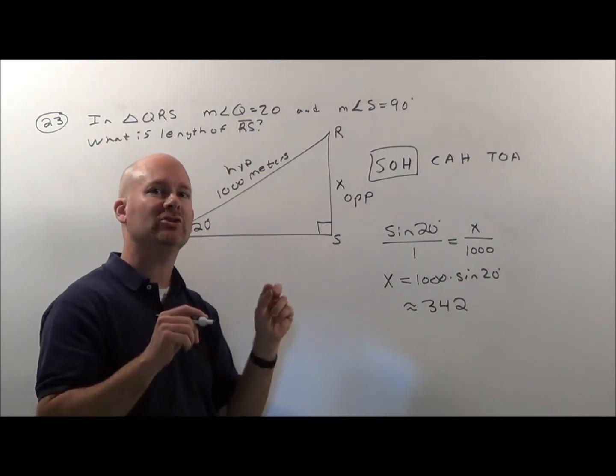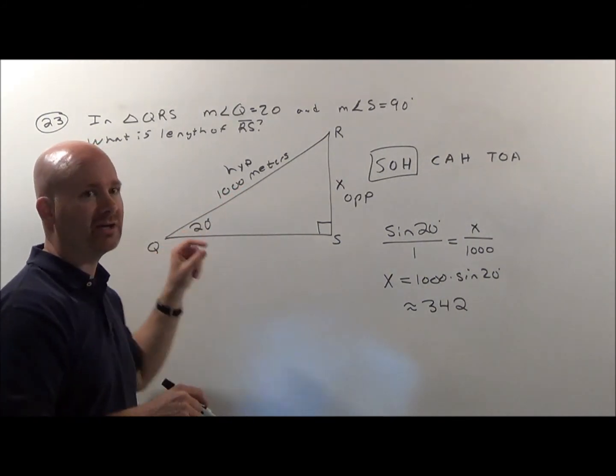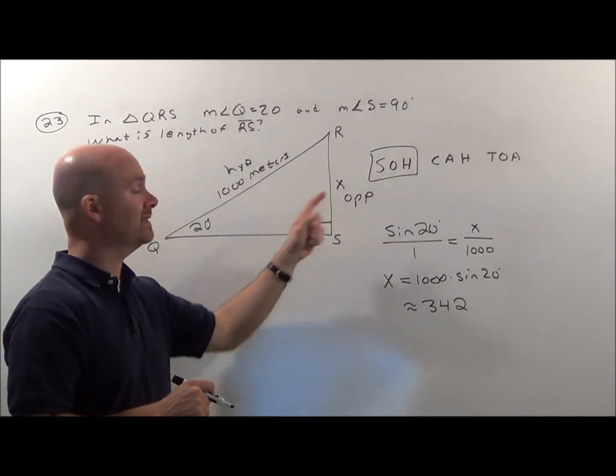Again, whenever you have a right triangle and you have a length and an angle measurement, you can go ahead and use the trig functions to help you find the missing side lengths.